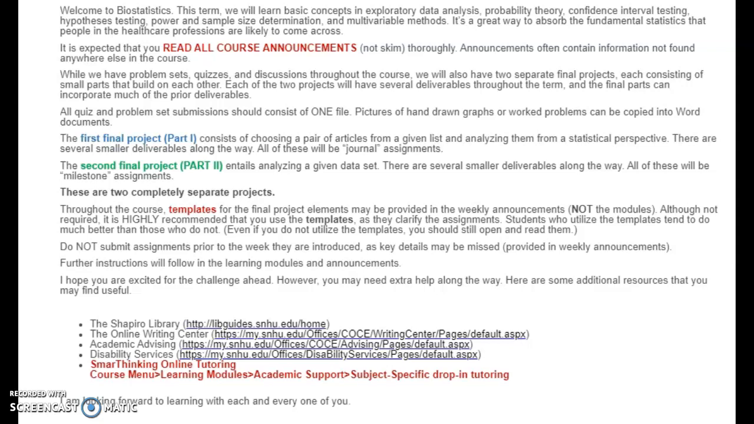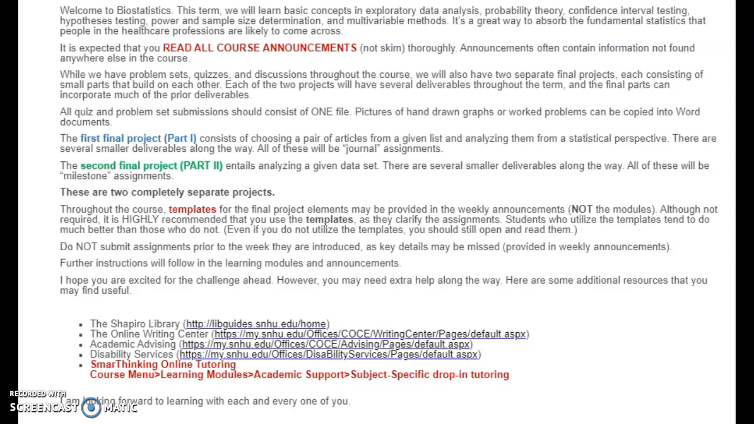Now for the final projects. You have 2 entirely different final projects. They're the journal assignments and the milestone assignments. For the journal assignments, you're going to be given a list of 3 different pairs of articles and going to be asked to analyze them from a statistical point of view. If you do things well, all the journal assignments along the way should allow you to do one complete final project at the end where you only have to do a lot of copying and pasting from the prior assignments.